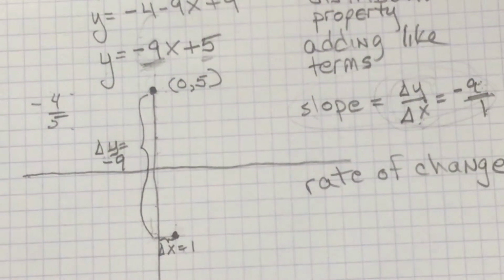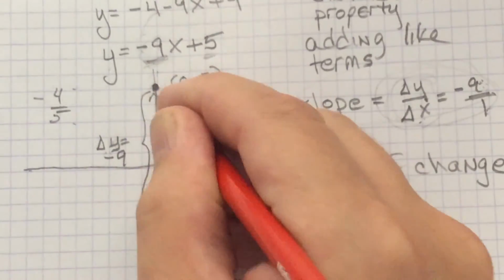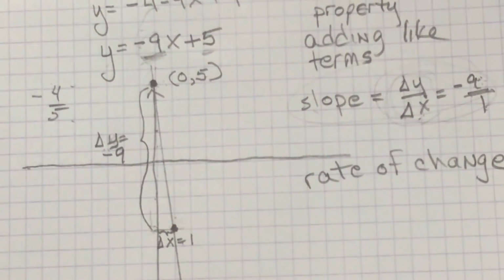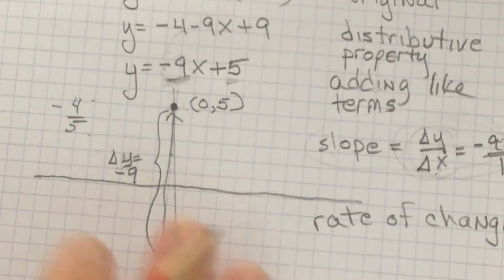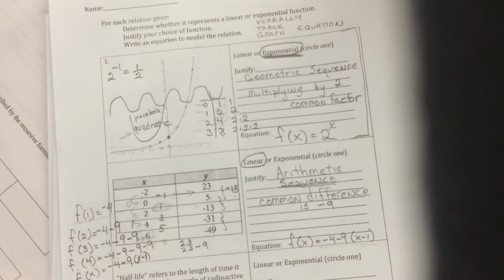Now, all you have to do is find a ruler and draw the straight line. And that line tells the same story as that equation and that table. Okay? That's what we're talking about.